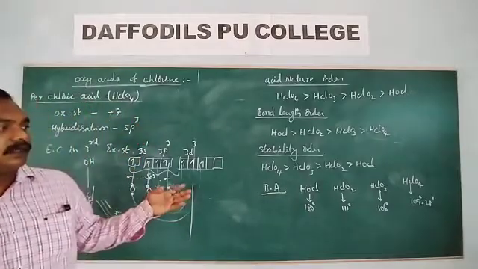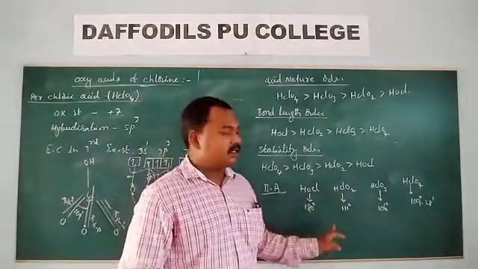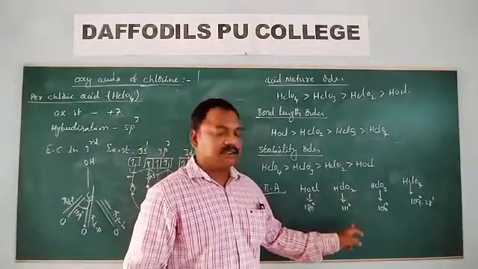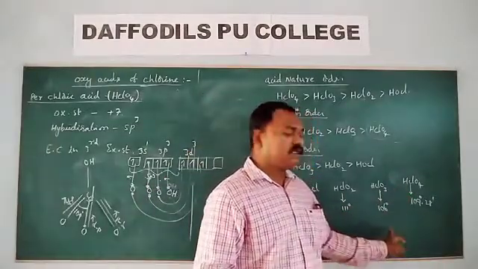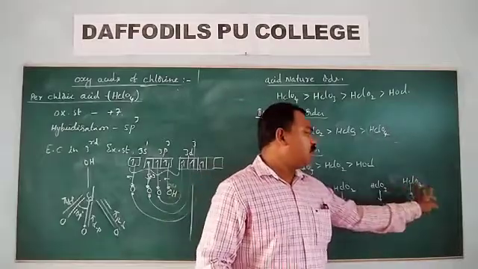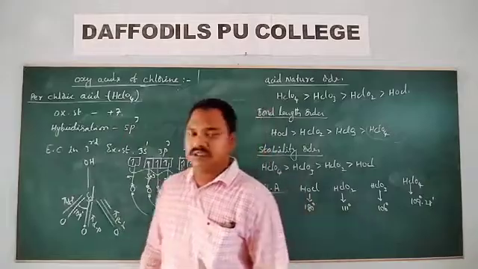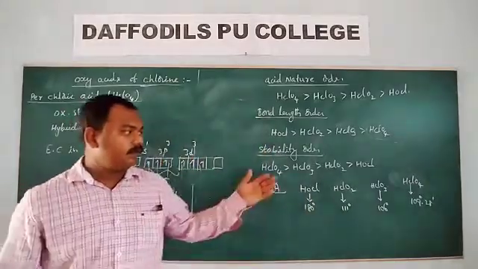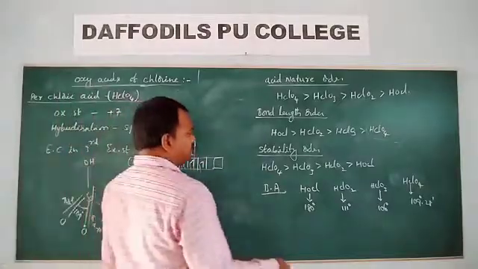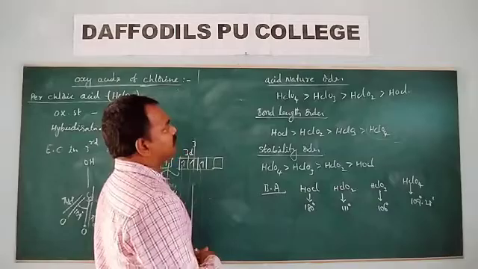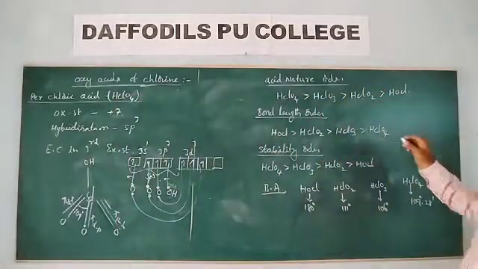We already wrote the oxidation states. In HOCl, the chlorine oxidation state is +1. In HClO2, it is +3. In HClO3, it is +5. In HClO4, it is +7. So these are the oxidation states. Next, another acidic nature order: we will write the acidic nature of different oxyacids.